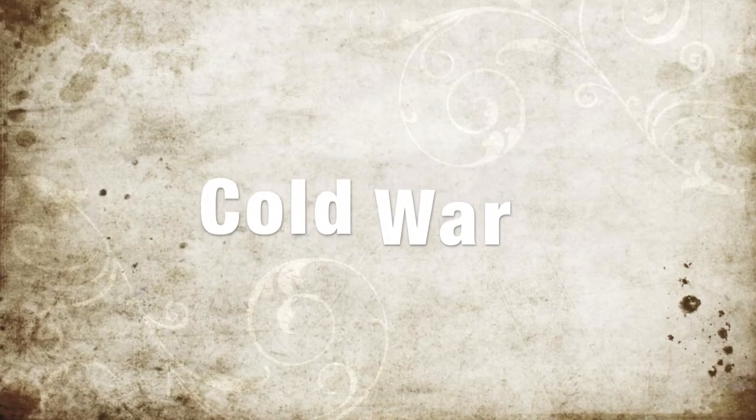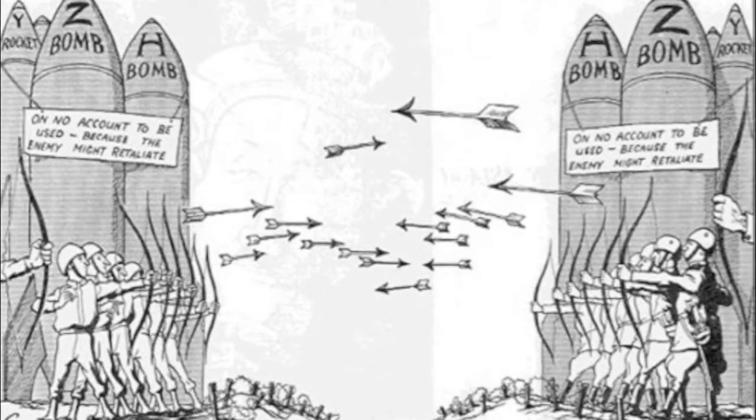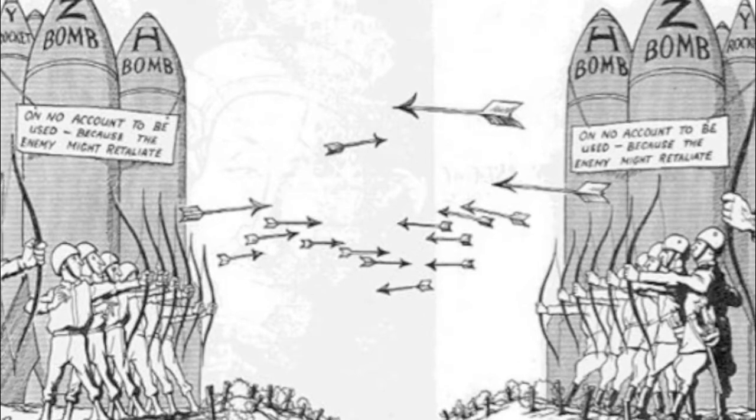The Cold War and the Bay of Pigs. In 1947 to 1991, a period of political conflict, military tension, and economic competition between the Communist world and Western world is known as the Cold War. The US and USSR saw each other as enemies due to their basic ways of life.